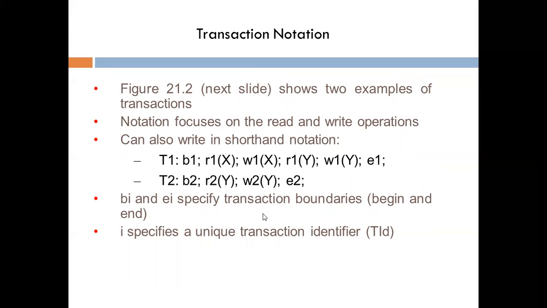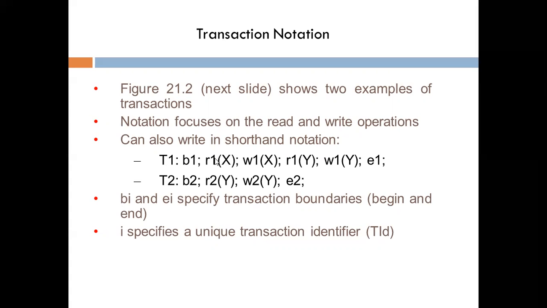So the notation for a transaction: all the operations which we discussed will be represented in a notation. This notation focuses on the read and write operations. A shorthand notation for this transaction will be T1. T1 indicates transaction number 1, that is the transaction name, followed by a colon: B1, R1 of X, W1 of X, R1 of Y, W1 of Y, E1.